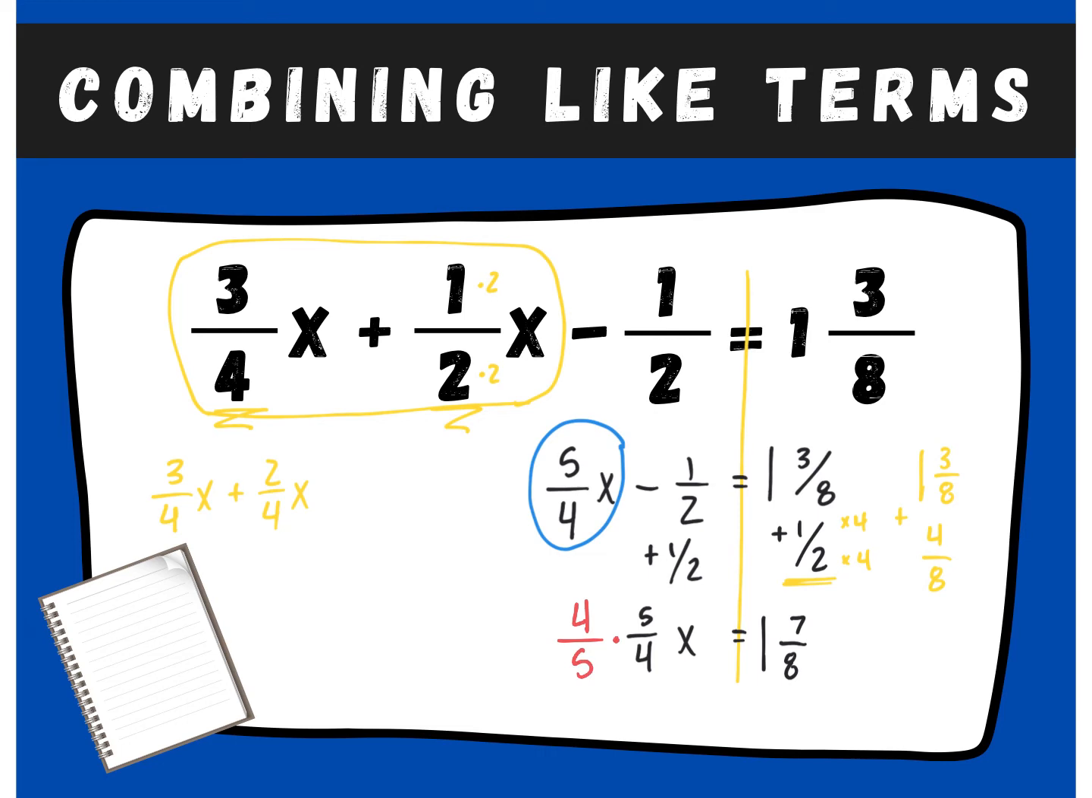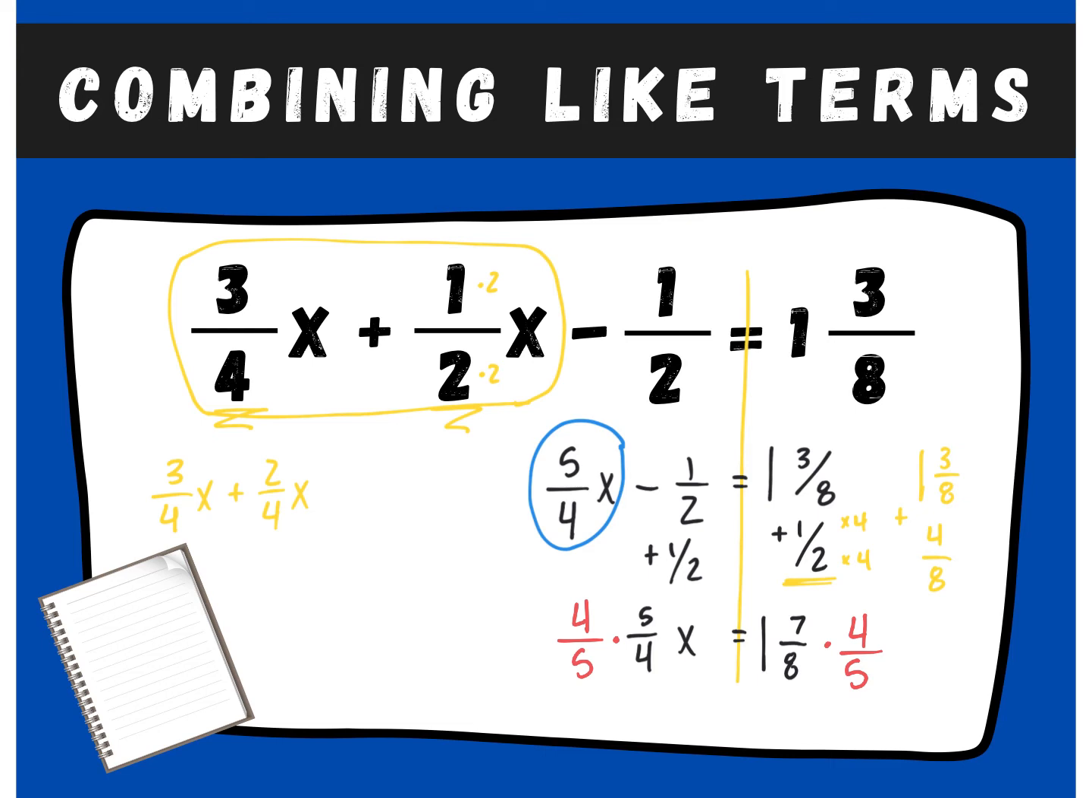The reciprocal of 5/4 is 4/5, and I need to multiply that on both sides. Now on the left-hand side, I'm left with 20/20, which is great. 20/20 is equal to 1, so I've isolated my variable. On the right-hand side, I've got another fraction problem that, once again, I'm going to go off to the side and figure out.